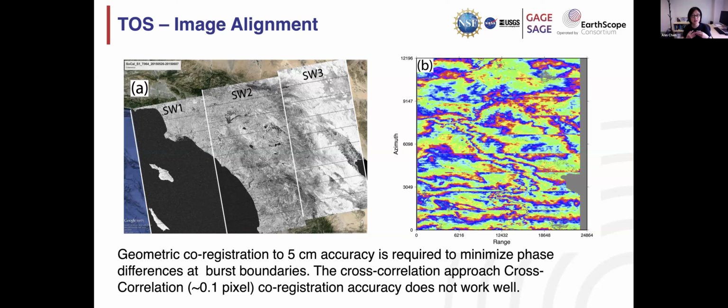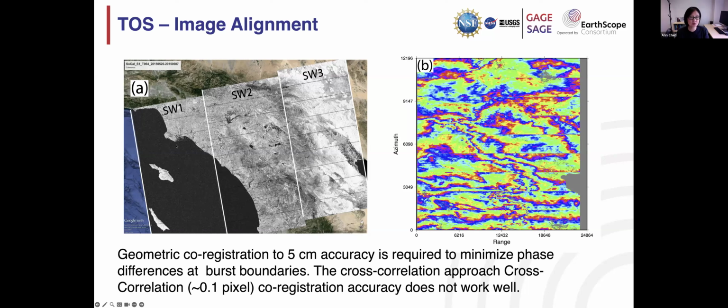But for the TOPS mode, there is a relationship between the amount of azimuth misregistration and the additional amount of phase difference. So typically, if you want a seamless connection with a smooth phase, you would need about 0.01 pixel accuracy. That translates to about 5 centimeter accuracy in terms of how well we know the pixel location.